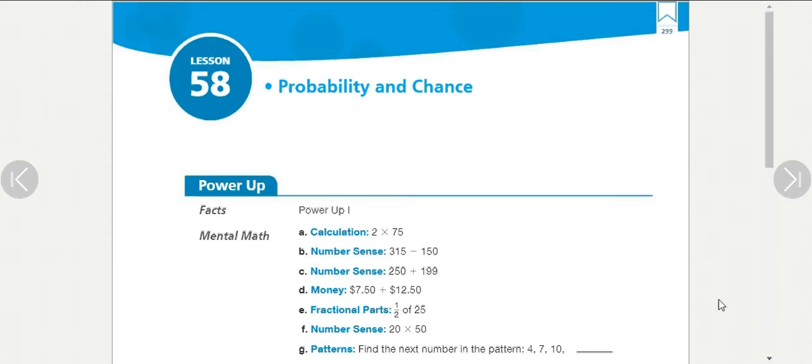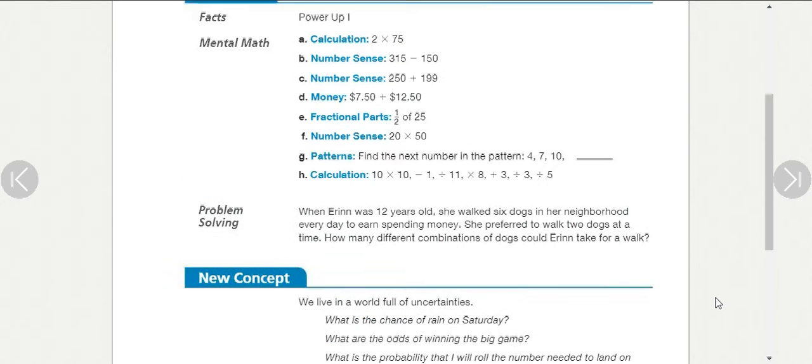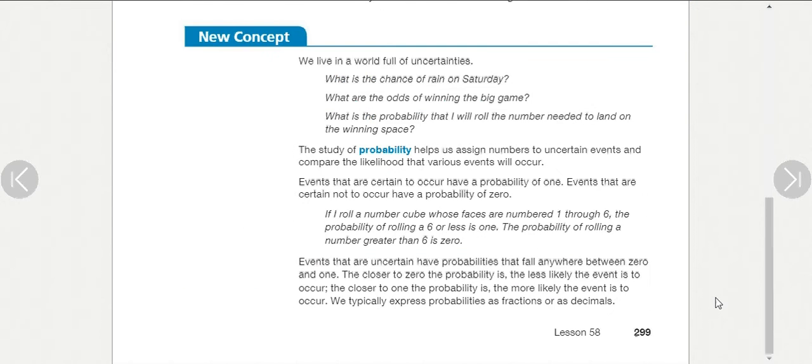Course 1, Lesson 58 is going to introduce us to what might be a new topic, probability and chance. The goal isn't to become masters of every possible outcome and probability scenario this year, but we're laying a foundation so that we can become masters in later years of math. We live in a world of uncertainties.